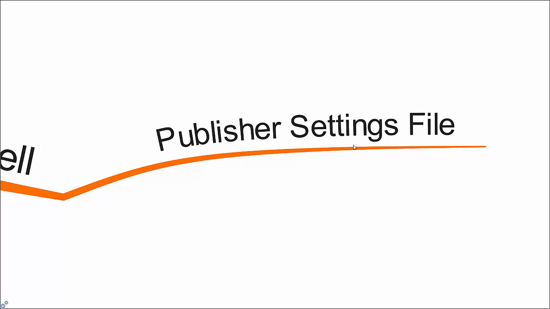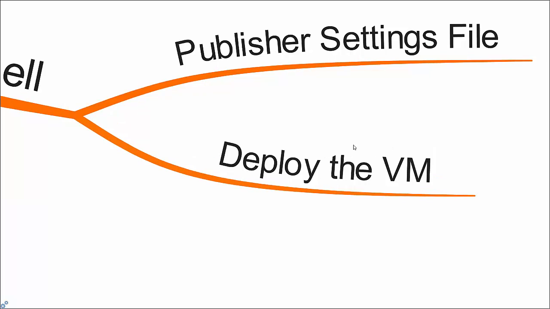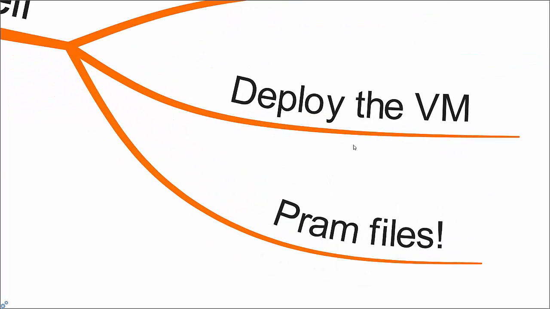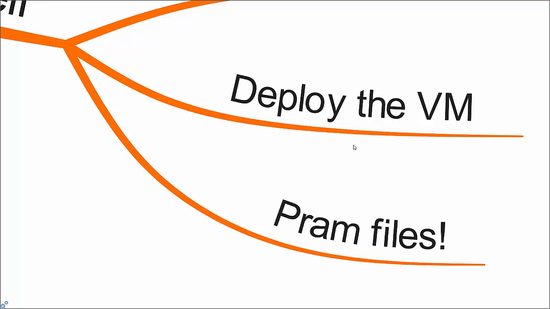Obviously, you need to get your PowerShell publisher settings files. So we're just going to download those files, put them into a share, and call that from our file. We need to look at how we're going to deploy the VM. So we're just going to take a deploy VM script inside PowerShell and run it to see, does it work? Because if it works inside PowerShell, then we know Orchestrator just has to feed it parameters and it will work fine. And then, what are the parameter files?